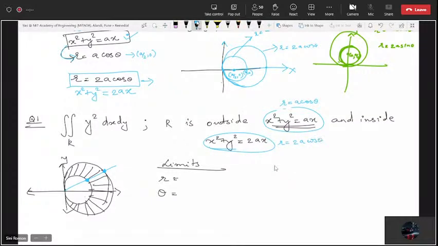Right? So you tell me what is the value of r on this circle and what is the value of r on this outer circle. That will give me the limits. So what is the limit for r? Tell me. Ma'am, on the inner circle it is a, and on the outer... what will it be? It will be a cos theta.